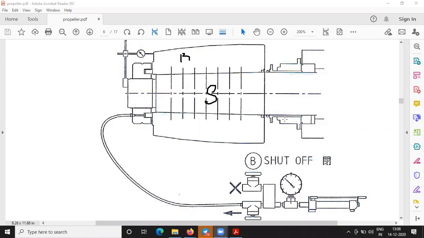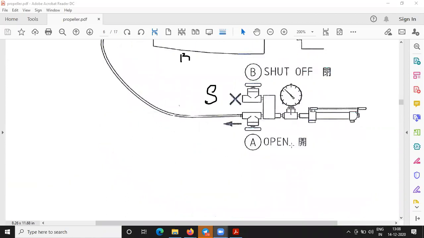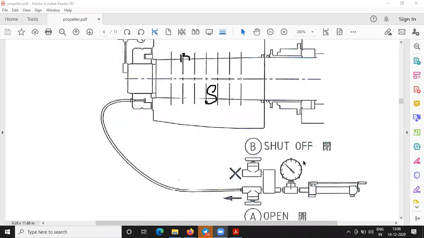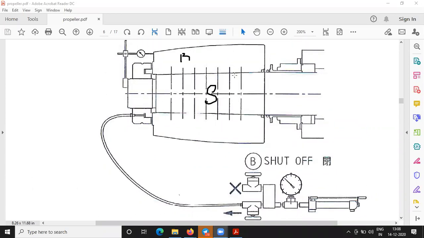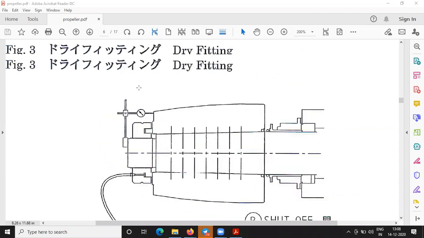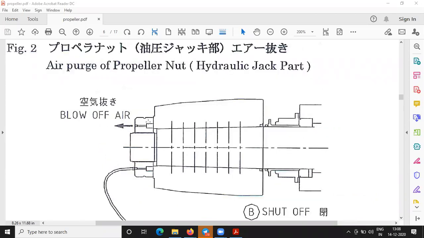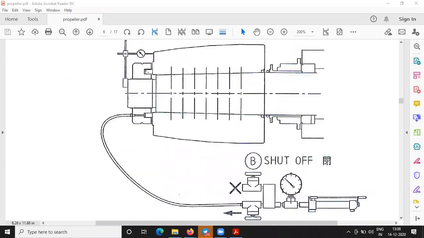It is 0, and at some point the dial gauge will start deflecting. Why? Because now there is a restriction for the movement. See here, you will not see any of the pads moving out. In this diagram you see there is a gap created between the groove and the pad, which starts coming out and starts pushing the propeller shaft, the propeller boss.